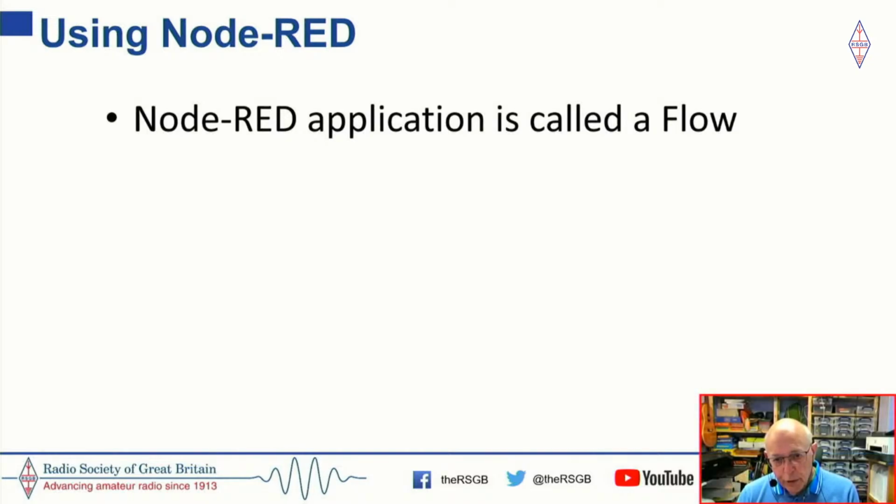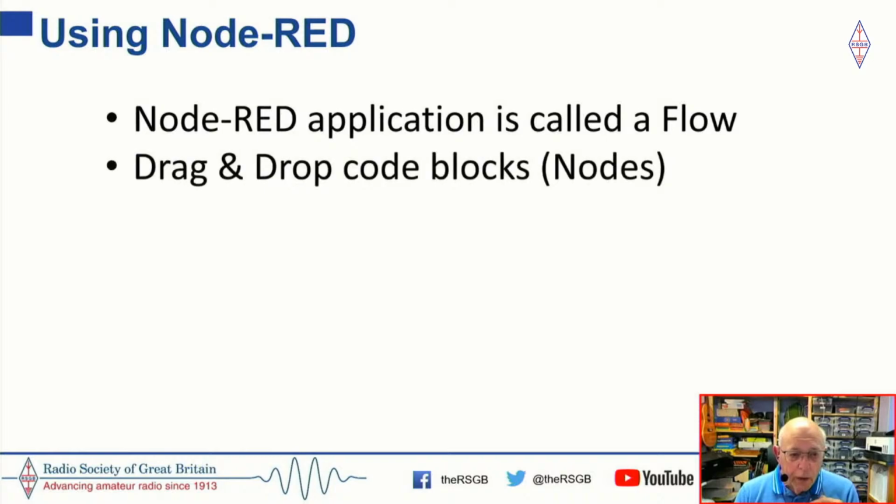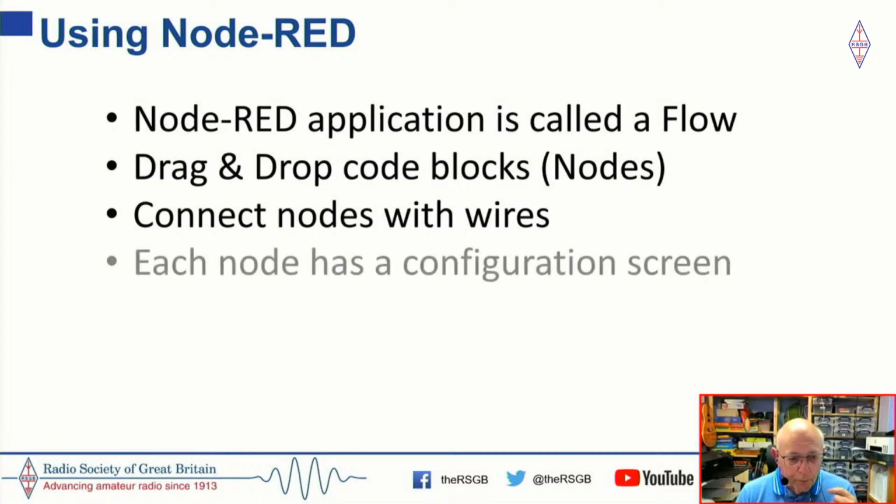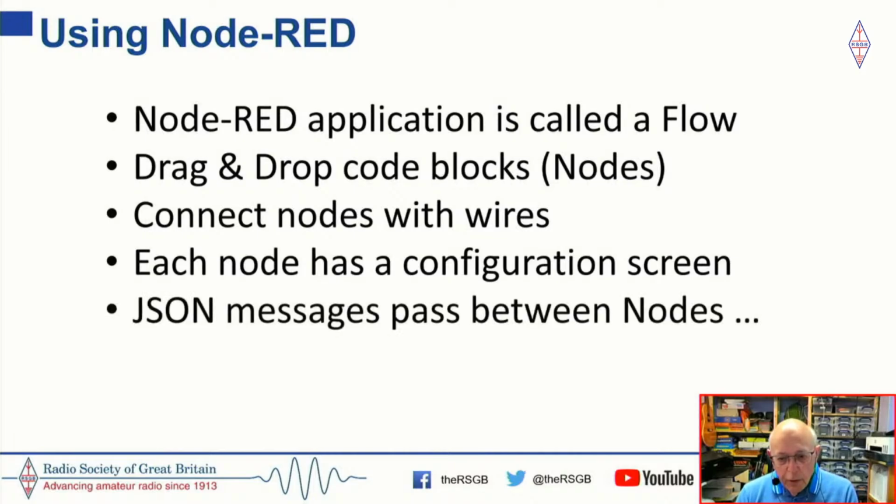So when we make an application in Node-RED, it's called a flow because we're basically drawing a flow chart, as you'll see. And we drag and drop code blocks, which are known as nodes, onto the flow chart, and we wire them together a bit like wiring a schematic, and I will demonstrate that shortly. Each node has its own configuration screen. So when you drag a node onto the flow, if you double click on it, a configuration screen will come up where you can change the way that node behaves. Most of these you can manage without writing any code at all. And between all the nodes, it's JSON messages that flow.